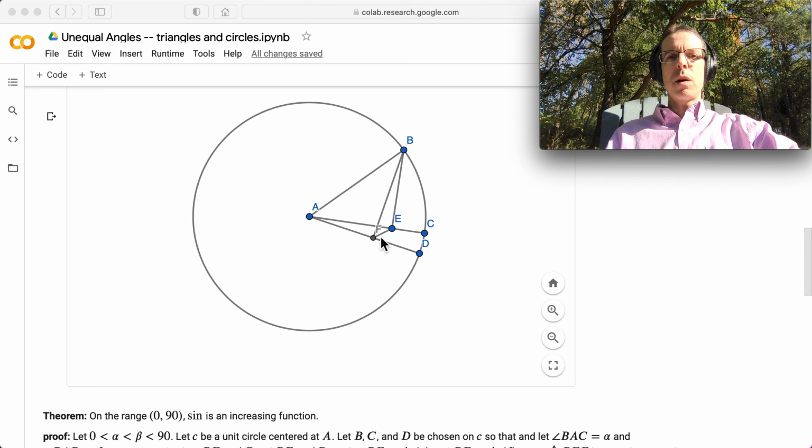So we've dropped two perpendiculars, BF and BE. The length of BE is sine alpha, because this thing divided by 1 is equal to the sine of this angle. The length of BF, for the same reason, is sine beta. So all we really need to show here is that BE is shorter than BF.